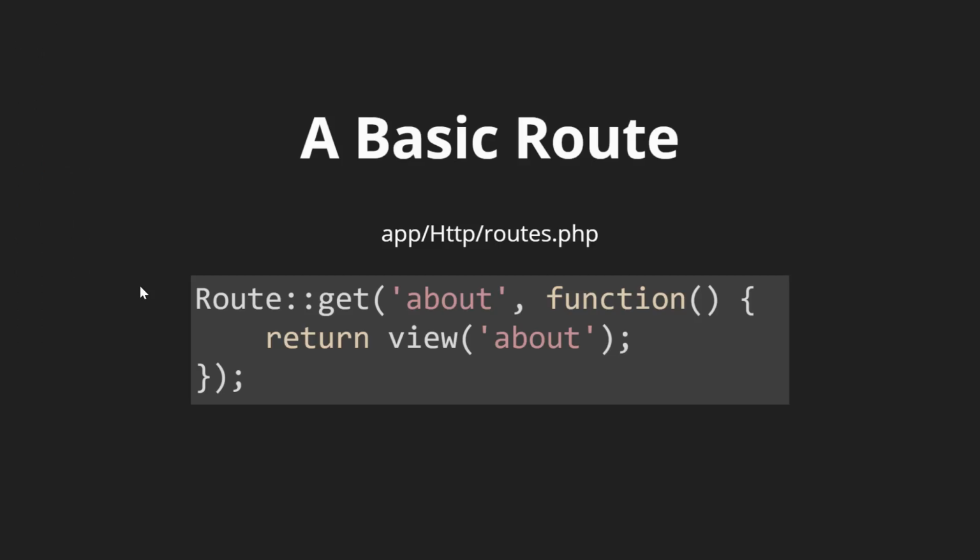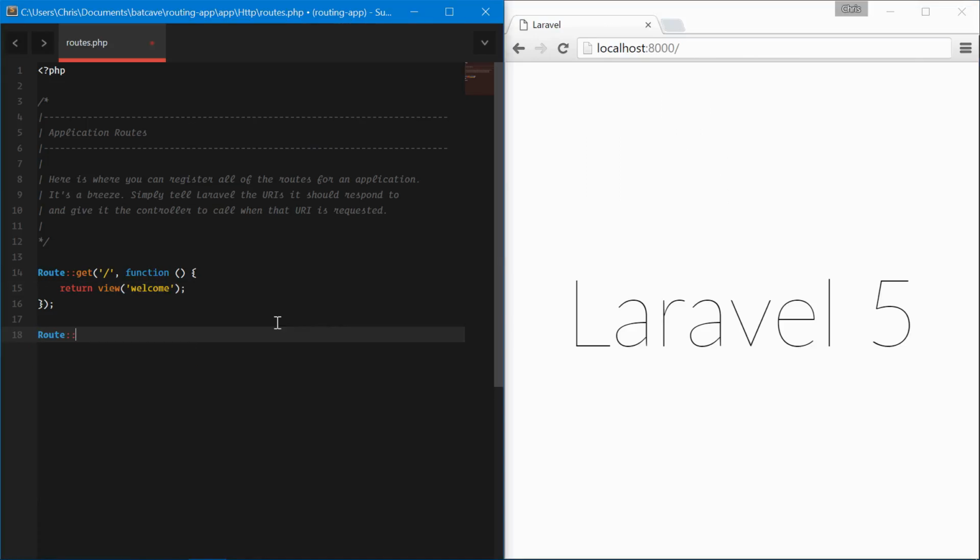Let's see how we can create our own new route. Now a basic route will look like this. We're going to use the Route facade to generate routes on our application. And this is the HTTP verb, which here is the get verb. And let's create a route for the about page. And we're going to return the about view. Create a new route, get, about, function.